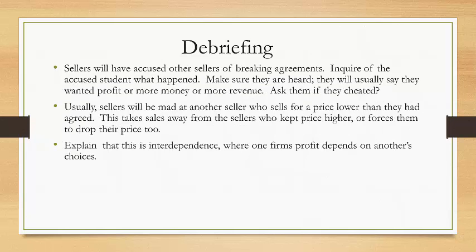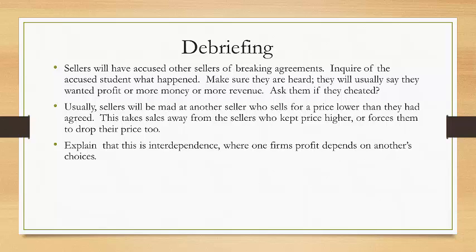Now, inquire about the cheating accusations and make sure the class hears why agreements were broken. They may say greed, money, etc., but be sure to say to increase profit so students understand. Ask students what happened to their profit when another seller broke the agreement. Usually they will report that their profit was not as high as it could have been.